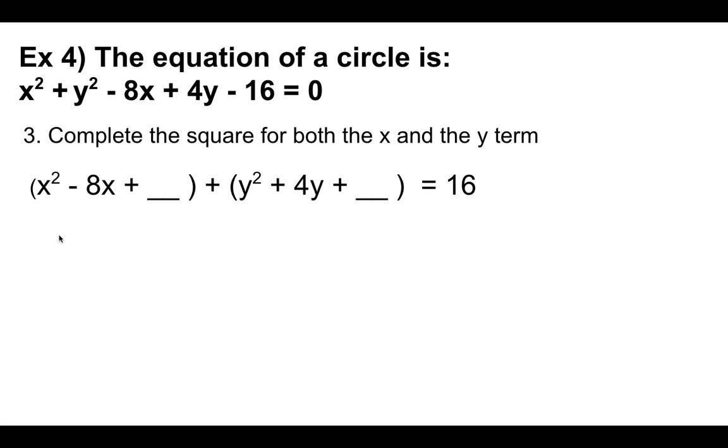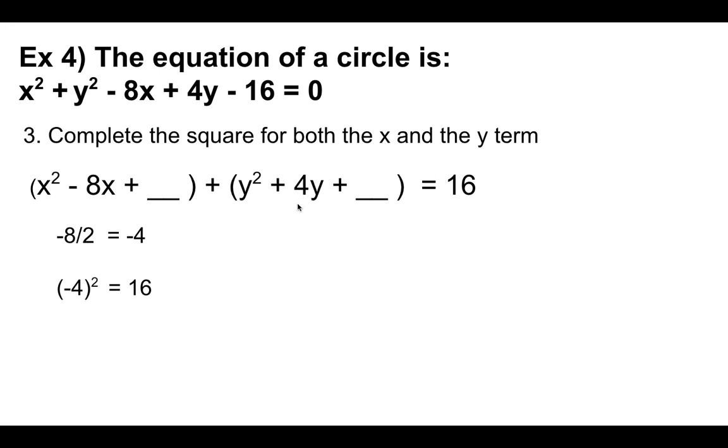Now, to complete the square, I need to look at what term? My b term. So my b term is negative 8. I'm going to divide that by 2, and that gives me negative 4. And then I'm going to take that negative 4 and square it and get 16. So I've just figured out my missing value there.